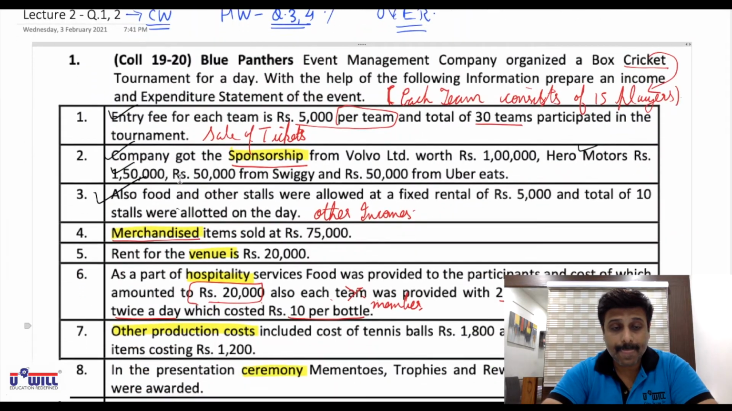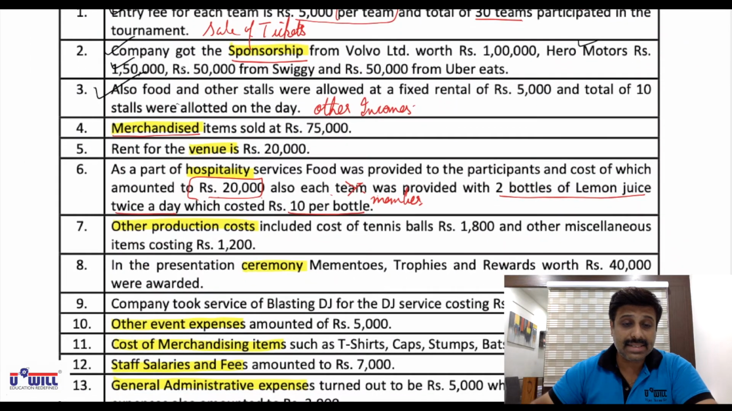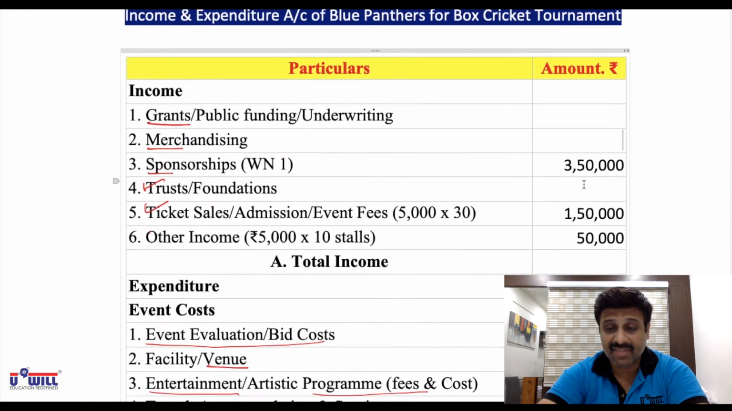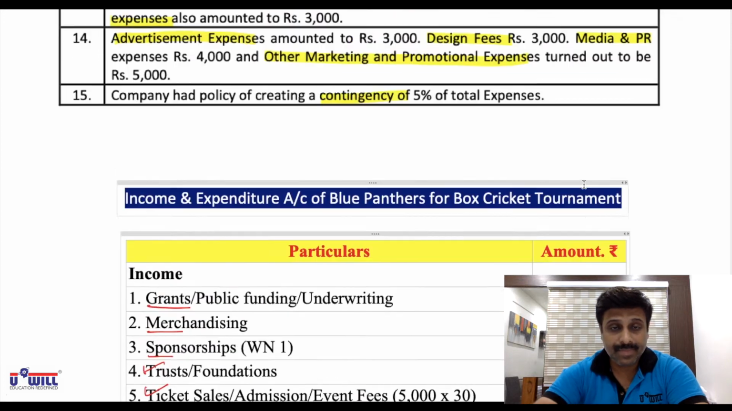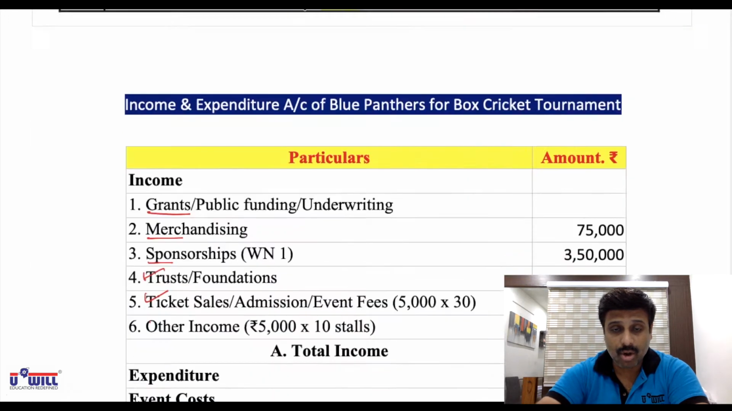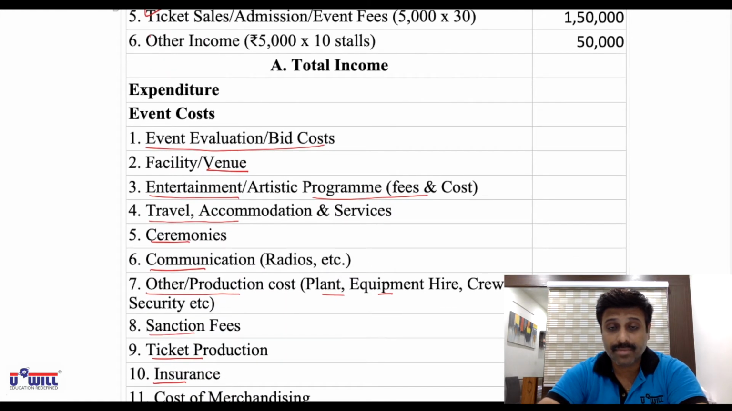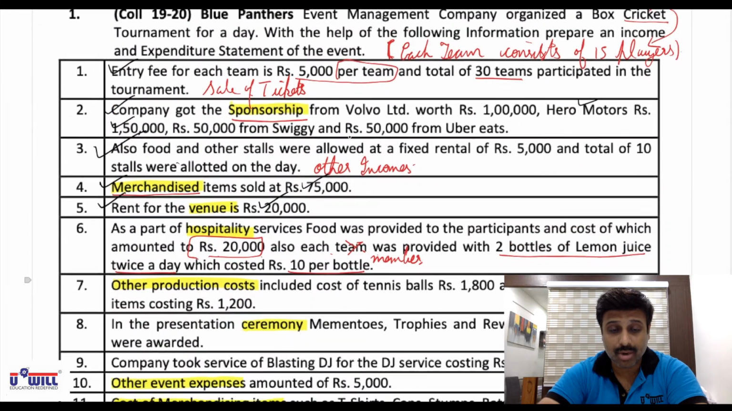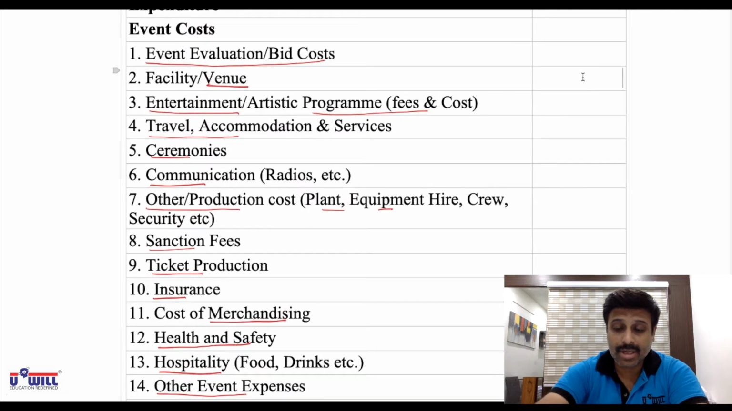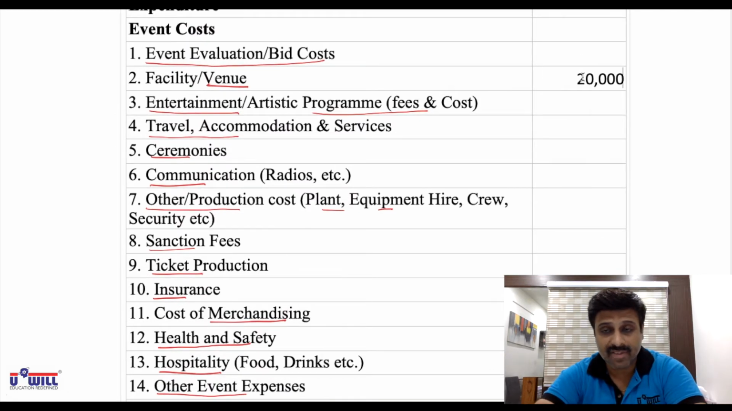Then fourth item, merchandise items sold, 75,000. So that will be written in sale of merchandise. Okay, merchandising. What amount is given? 75,000. Then after merchandising, we have fifth, rent of venue, 20,000. So that we have to put in event costs, venue costs, 20,000. Over here, 20,000 in facility or venue.